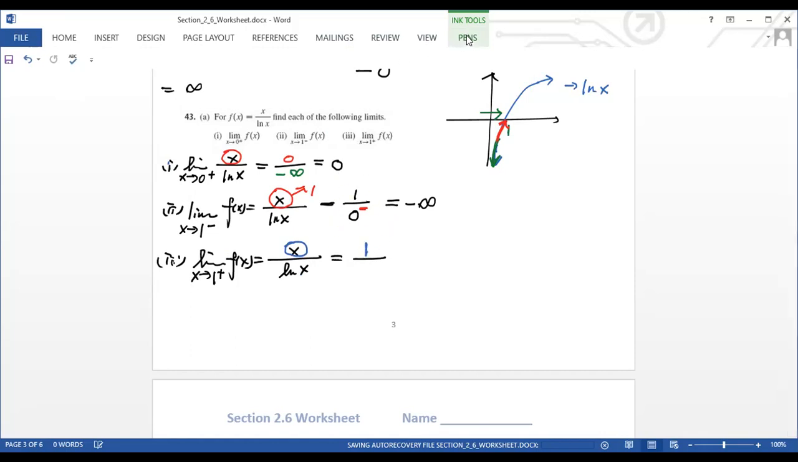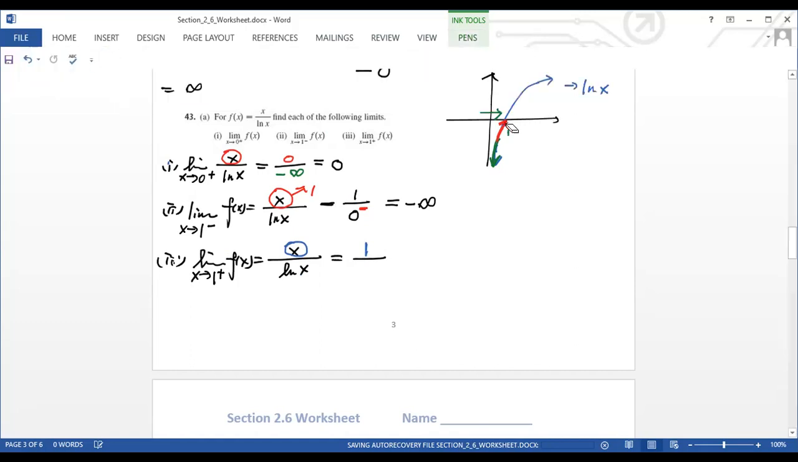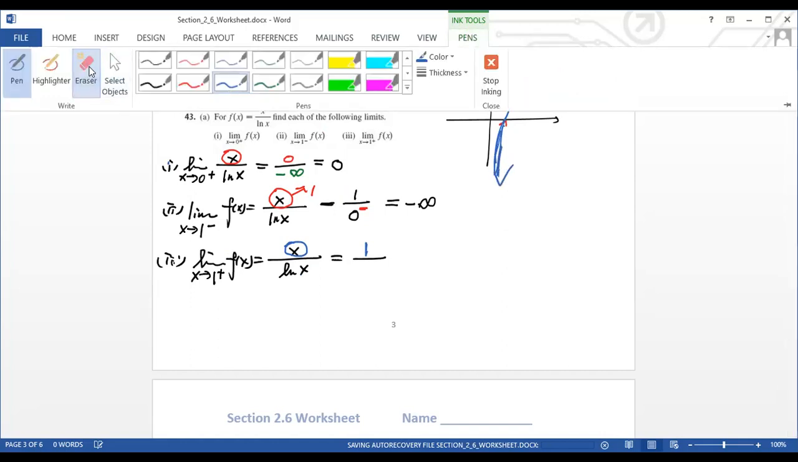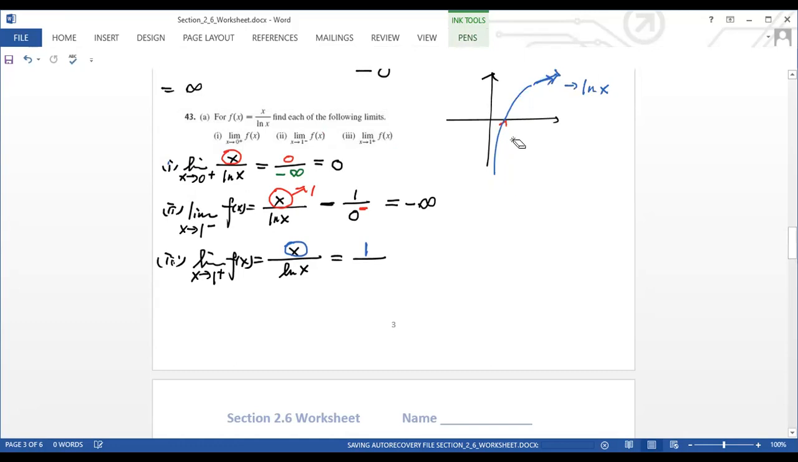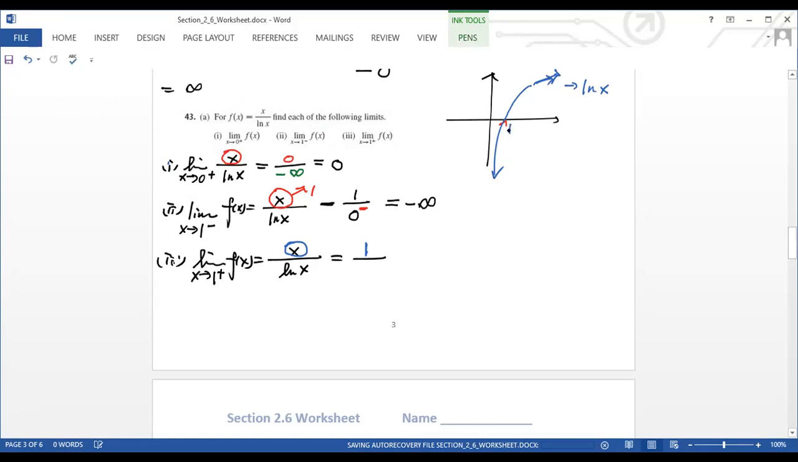Okay, so now let me erase this color. It erased my function, that's fine. So this is my natural log function here, right? All right, so this looks ugly. Oh, that's beautiful. Okay, that's good. So this is 1.